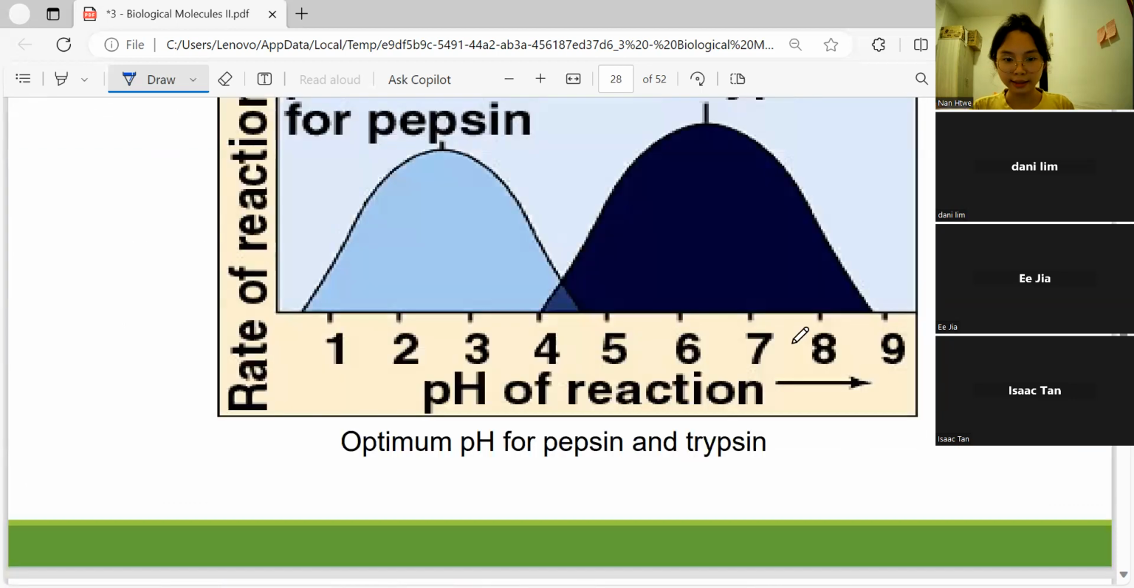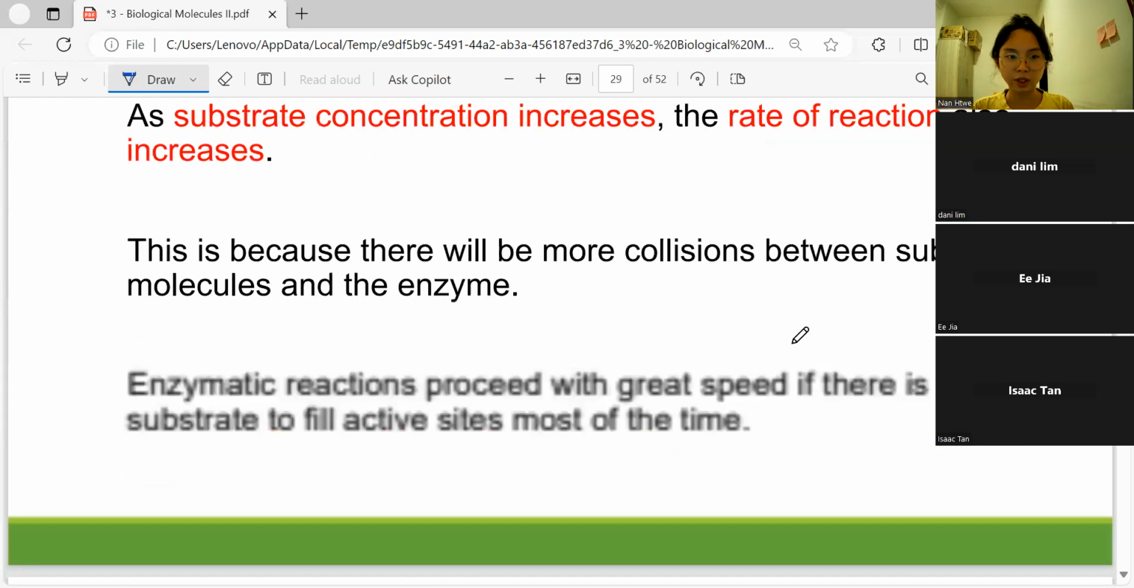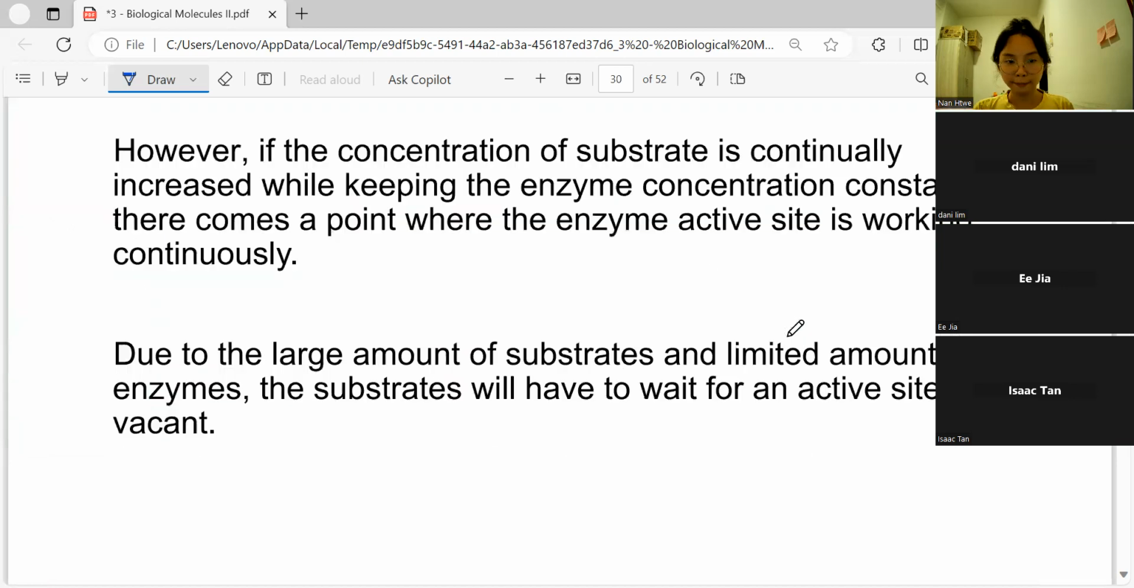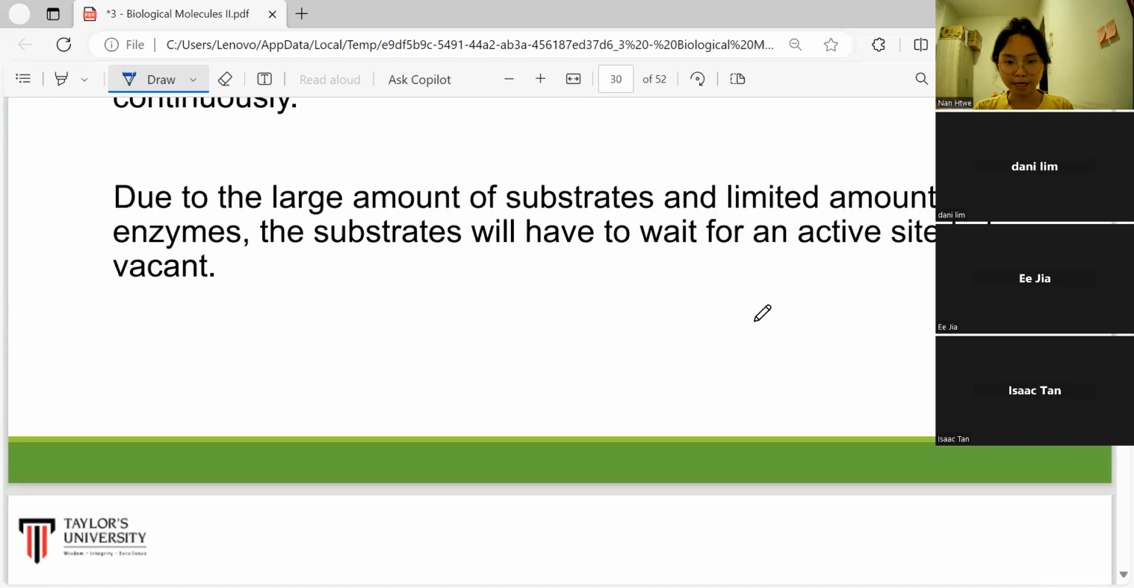And then let's see the substrate concentration and the enzyme concentration. I will just go straight to it. The concept about substrate and enzyme concentration is if we increase the substrate, the enzyme activity is also increased. So the rate of reaction is also increased. This is the rate of reaction. I just write it down for you.